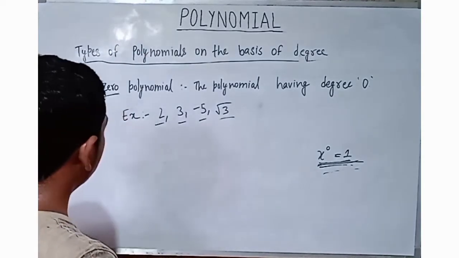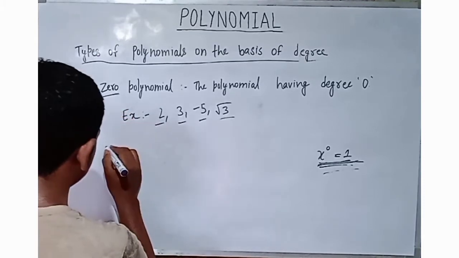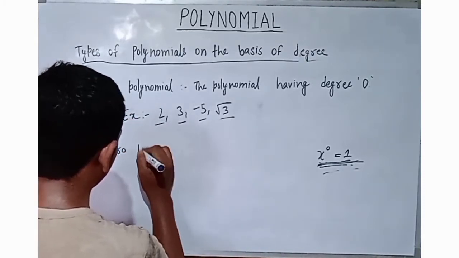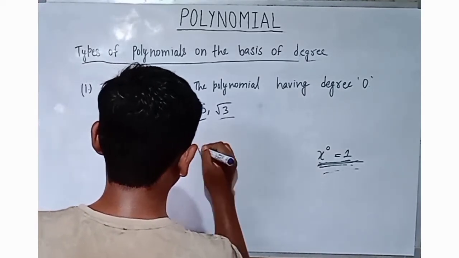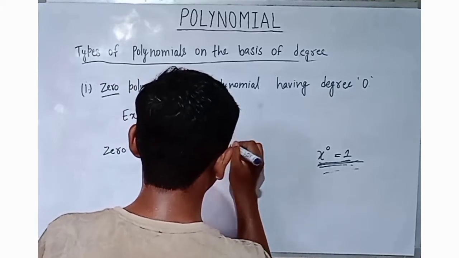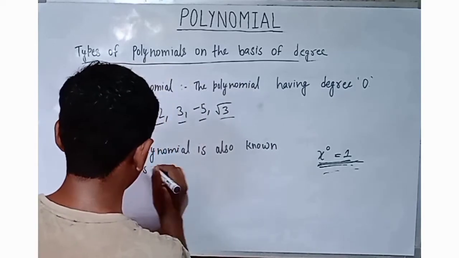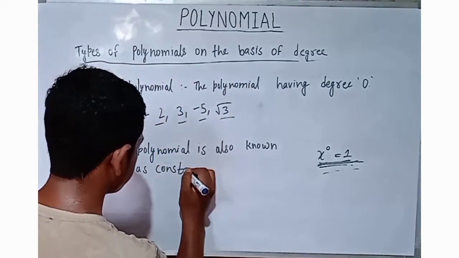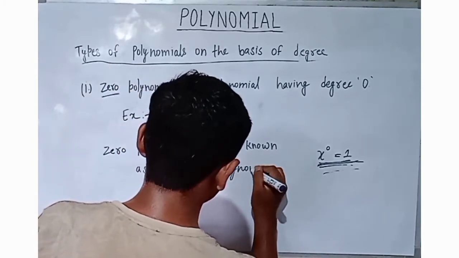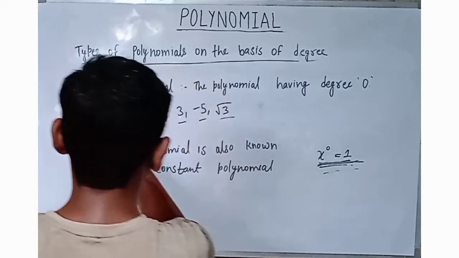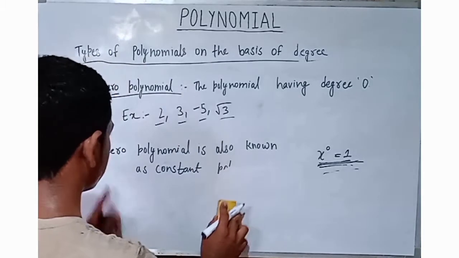So zero polynomial ko hum log constant polynomial bhi bolte hain. Okay, this zero polynomial is also known as constant polynomial. Okay, because all the constant terms are examples of zero polynomial. It's very simple. Okay, so you should note it.